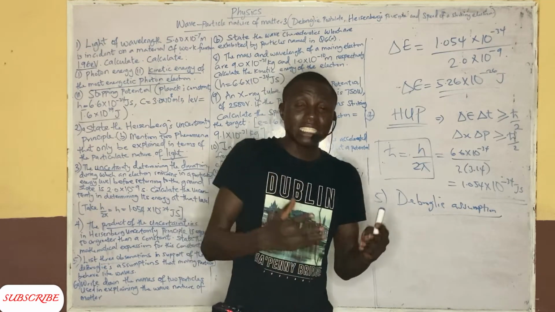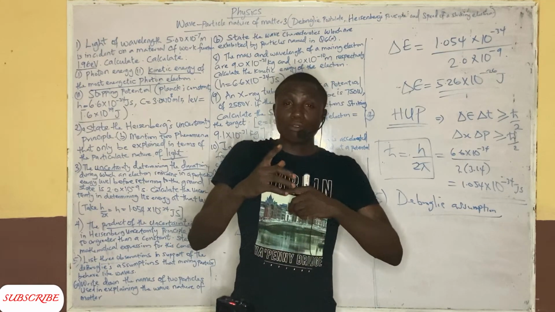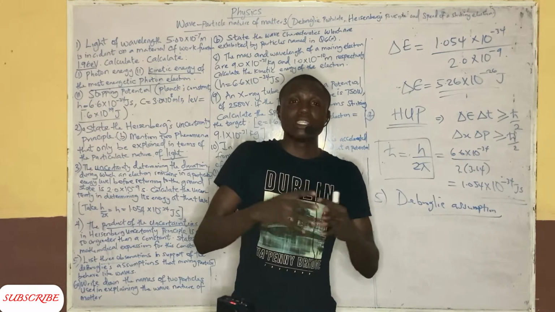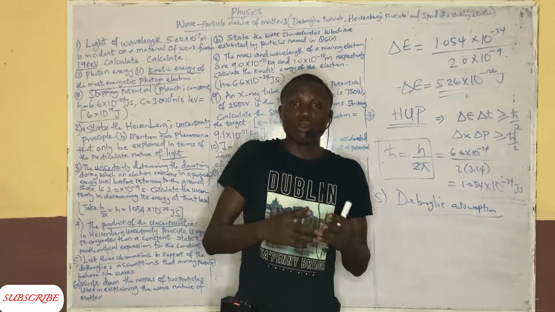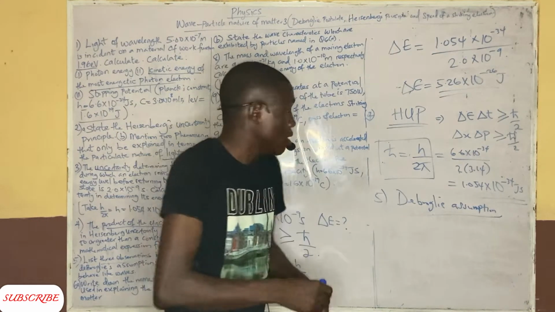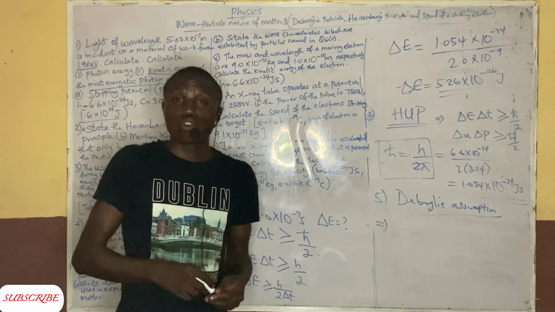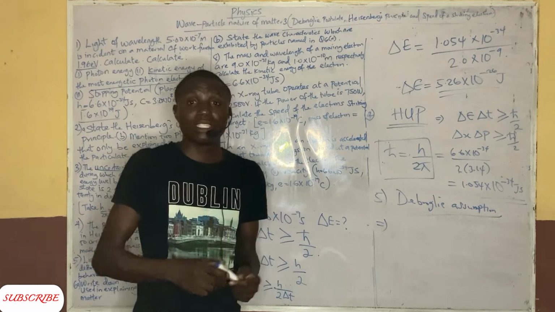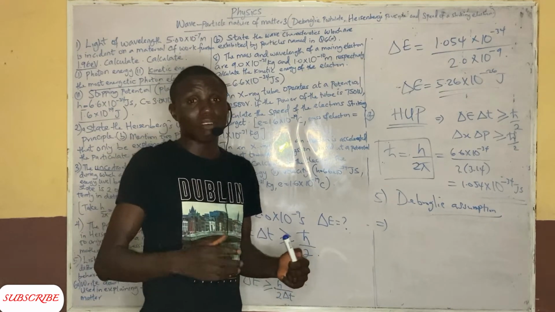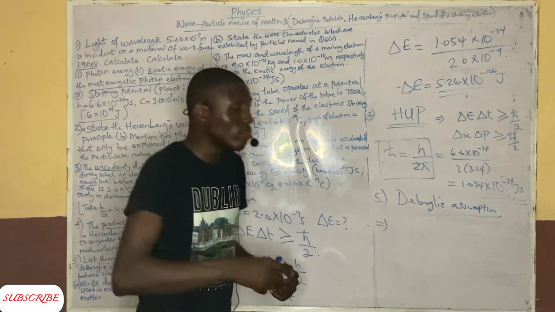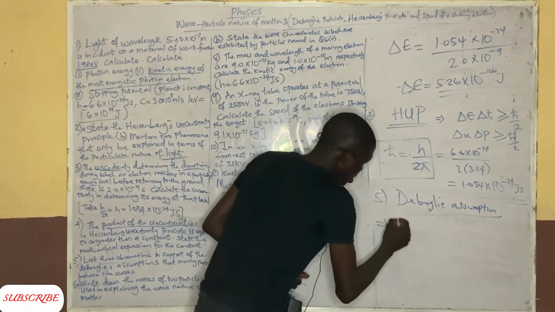So with this, de Broglie was able to postulate that particles will behave like a wave because they have wavelength. So now one of the observations that can be used to support de Broglie's law is that the particle has wavelength and frequency.